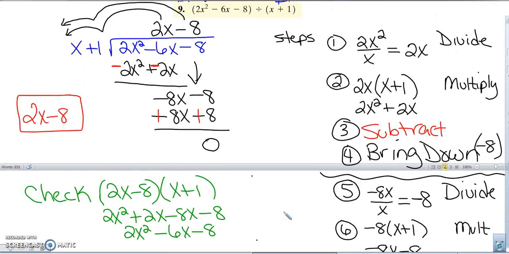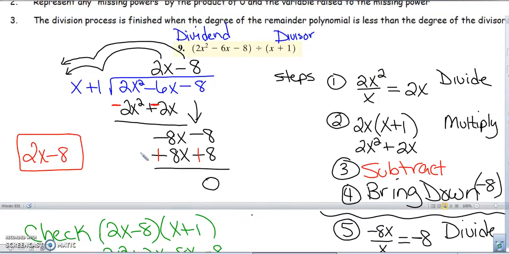And with subtracting, remember, you change the signs to the opposite of what they were in this bottom row here. So it was a negative. Well, minus a negative makes it plus. So that's why they become the opposite. All right, so this ends up being 0, and so does this. There's nothing else to bring down. So that means that this problem has no remainder.